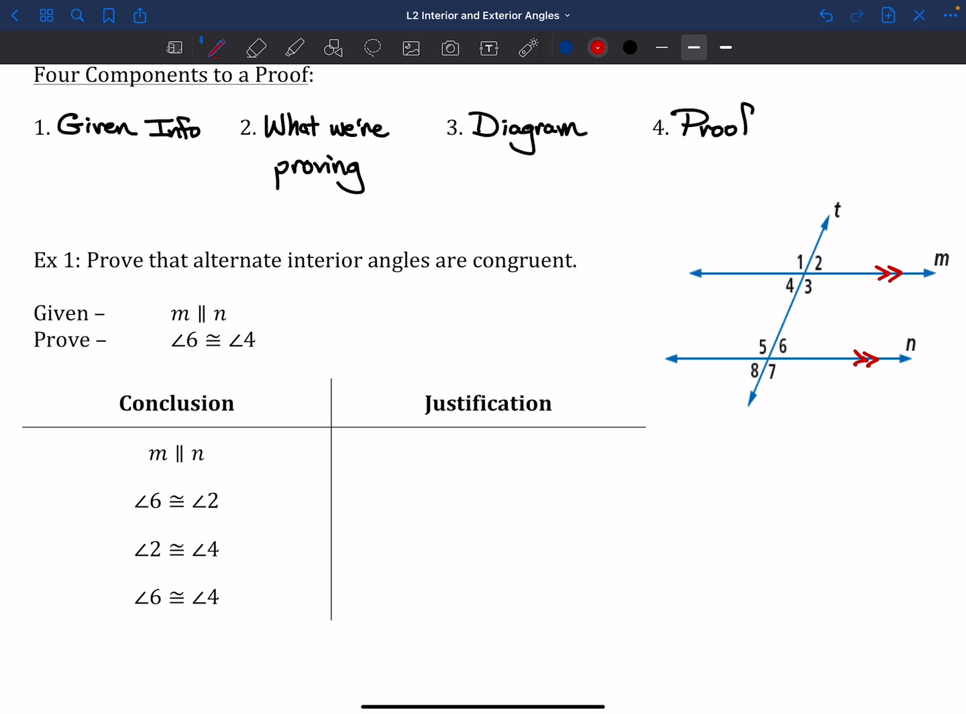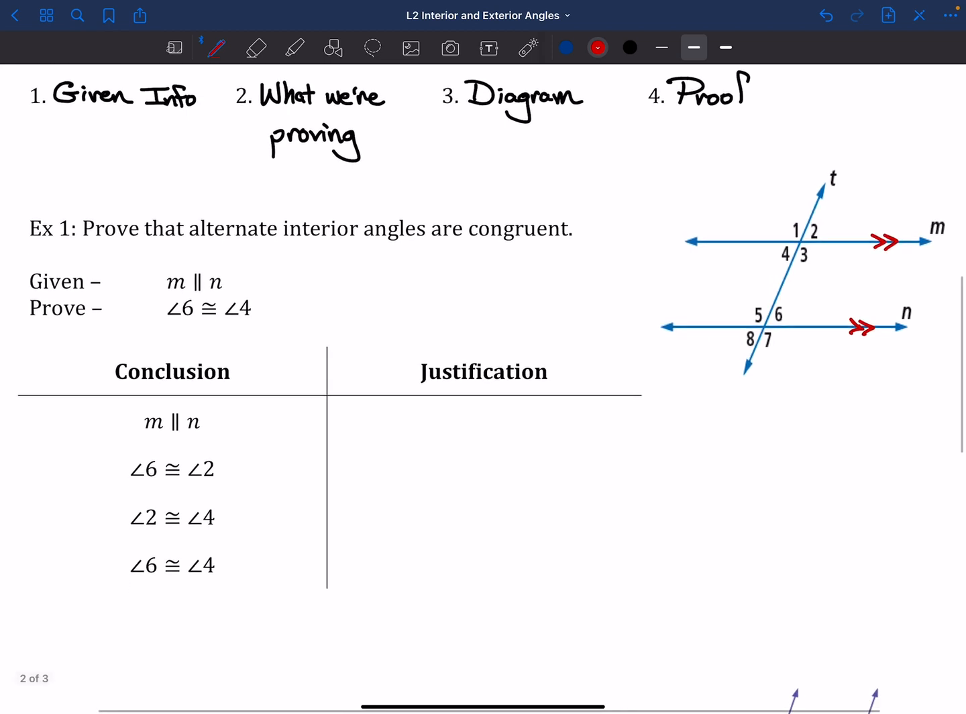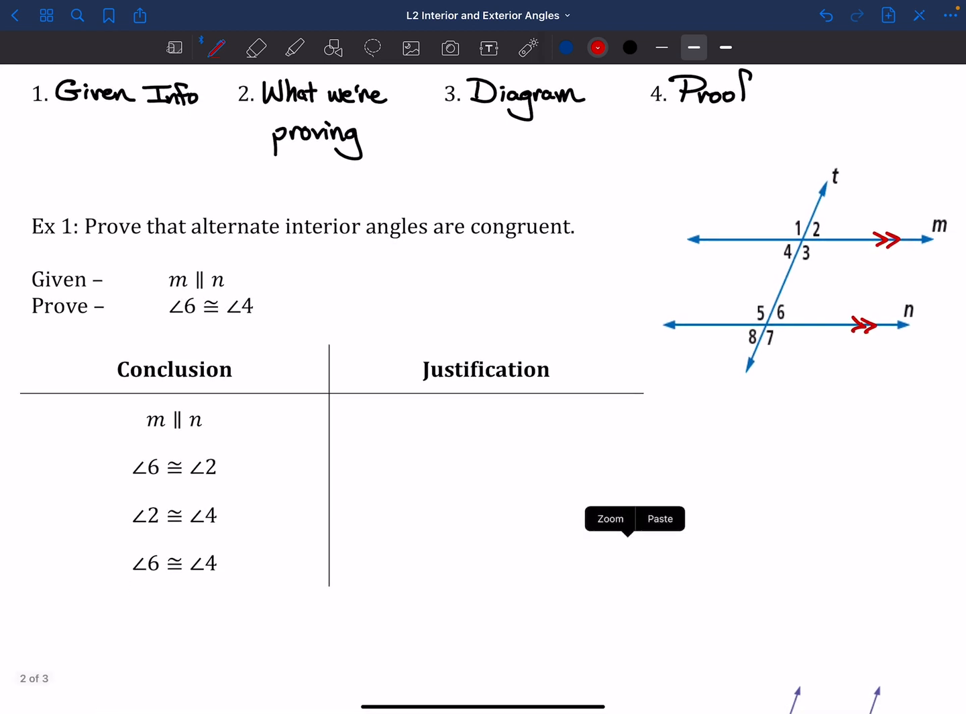It also has what we're proving, right? We're trying to prove that 6 and 4, those two angles are congruent to each other, right? That they have the same measure, right? So we can't just jump straight to it, right? As you can see, we got some different steps to do. What we're going to be doing, these types of proofs are called 2-column proofs because they have 2 columns, right?